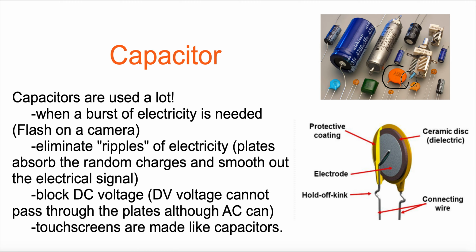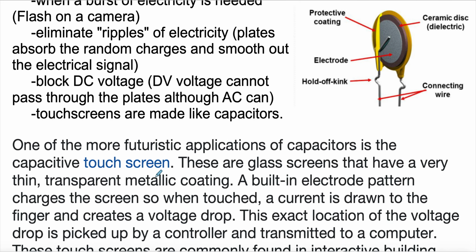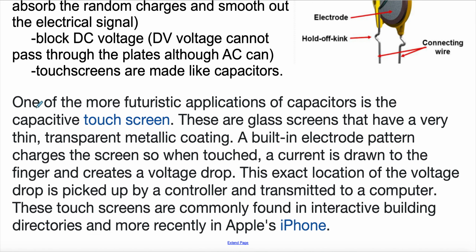There are these smaller ceramic ones like this. We're going to be working with both of them. And this is the example of a camera that I gave you earlier. If you want to take a second to read this here, this is another use for a capacitor. They're using them in touchscreen phones all over the place.